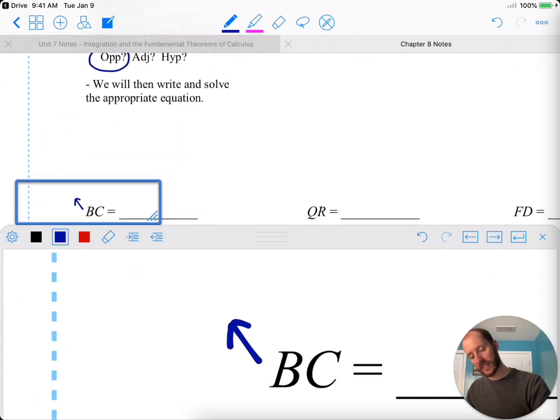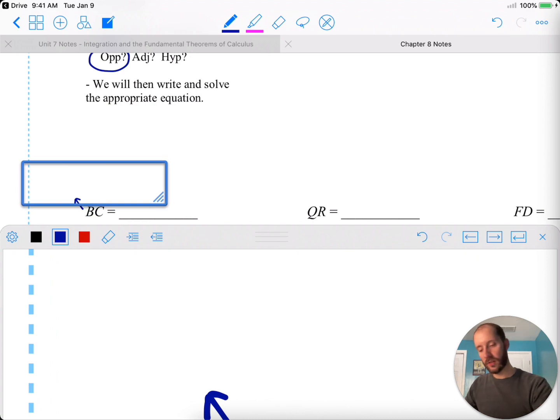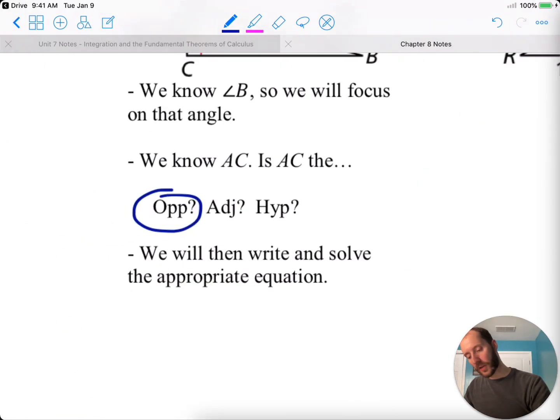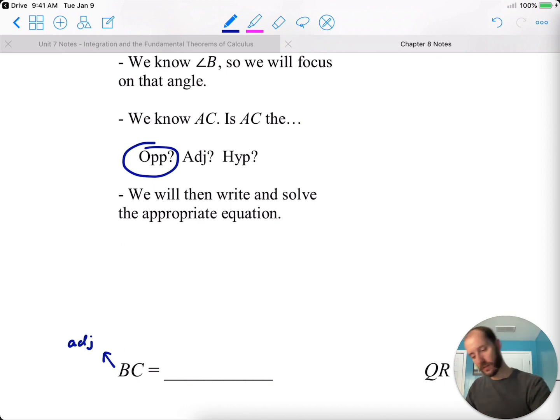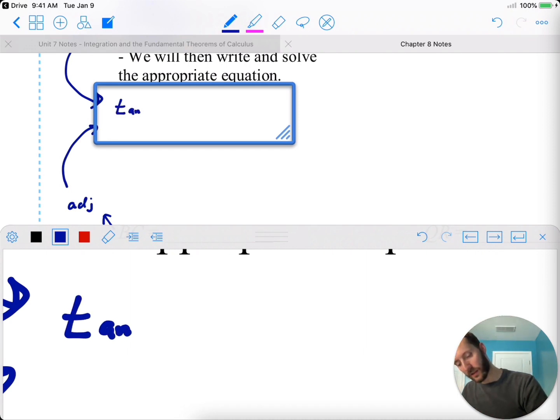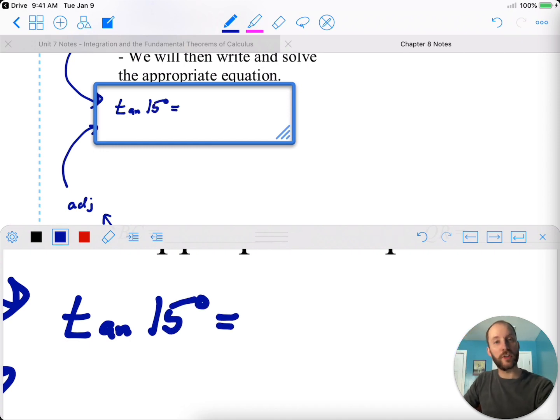BC in relation to angle B is the adjacent. So we're working with opposite and adjacent. You have to think to yourself, which trig ratio uses opposite and adjacent? Is that sine, cosine, or tangent? That is tangent. So tangent of 15 degrees is going to be opposite over adjacent.